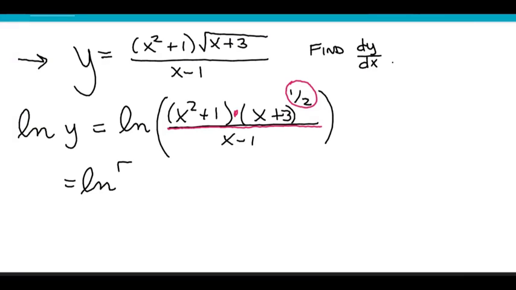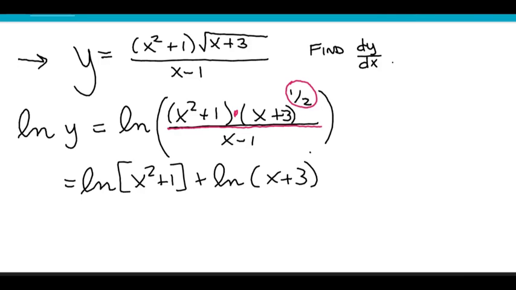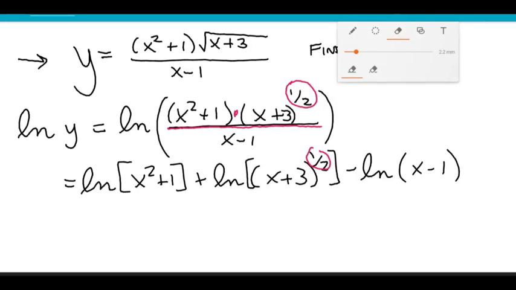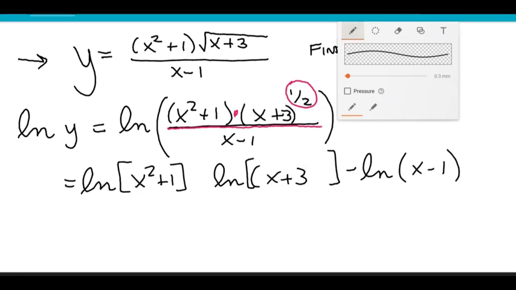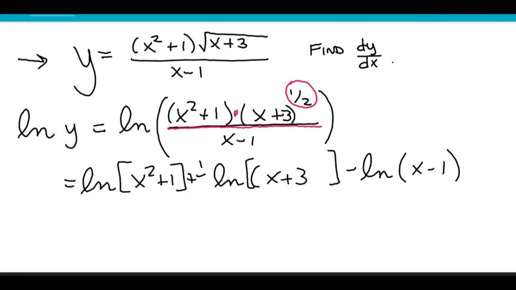So we're going to use the product rule. It's going to be ln of x squared plus 1, and then plus ln of x plus 3 to the 1/2 power. And we're going to bring that power down in just a second. And then from the quotient rule, minus ln of x minus 1. That's using our log rules. Now let me use the power rule from logs. I'm going to take this power right here and bring it down to the front with multiplication. So let's erase that from here and move it into the front right there. So we have the plus 1/2 going there, and we took the power off right there.